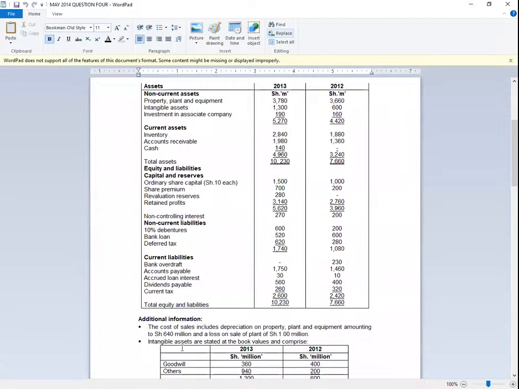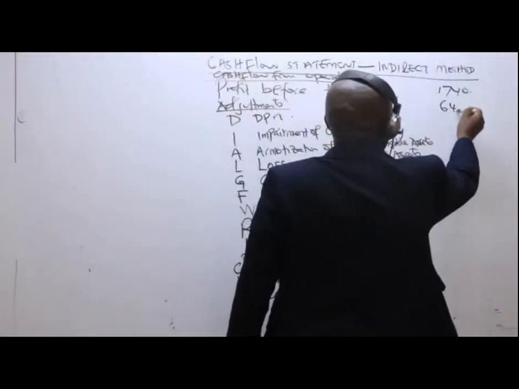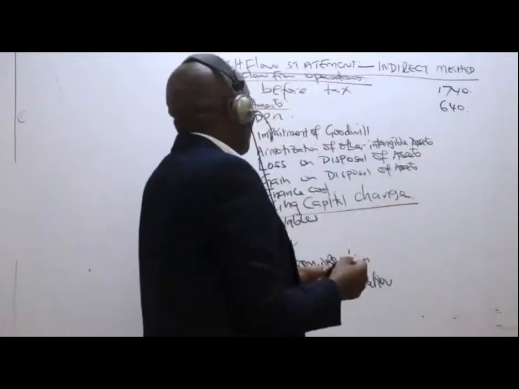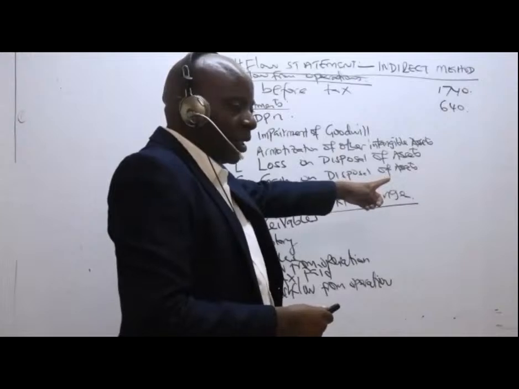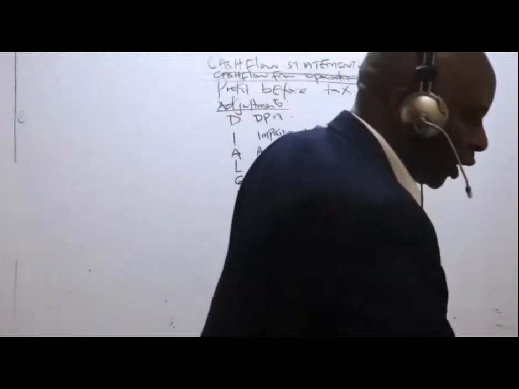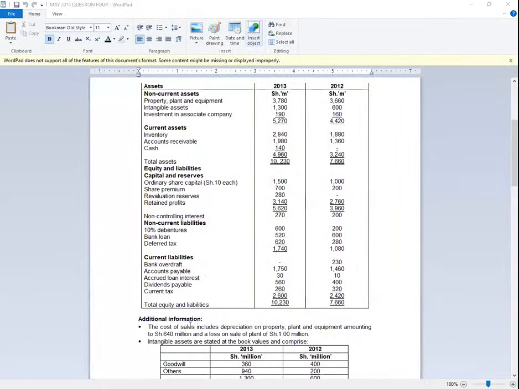It's a low-hanging fruit. I'm harvesting it. So I'm able to see depreciation. This is 640. And then they have given me something very important there: loss on disposal of an asset. Are you able to see that loss on disposal of an asset?